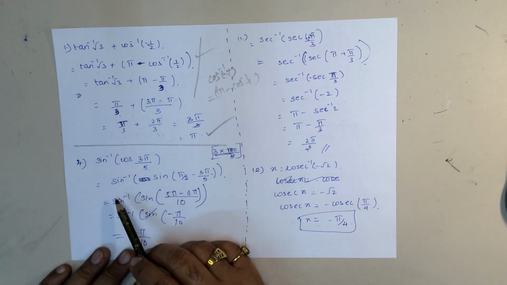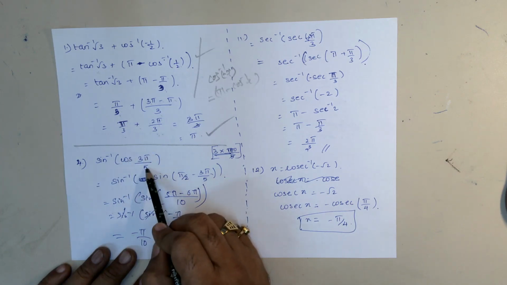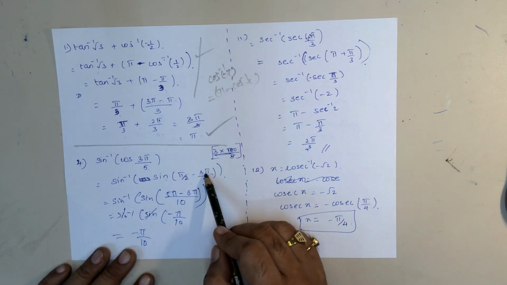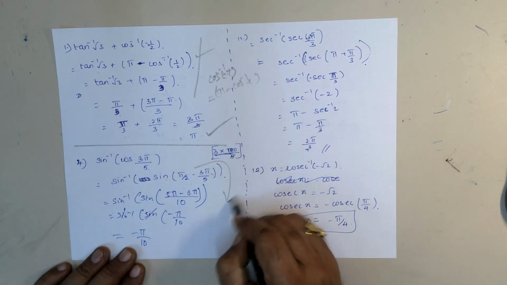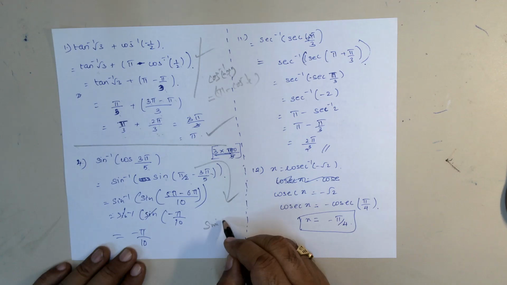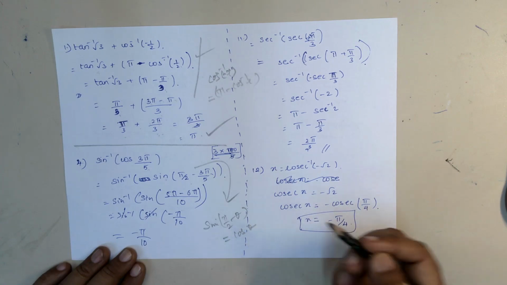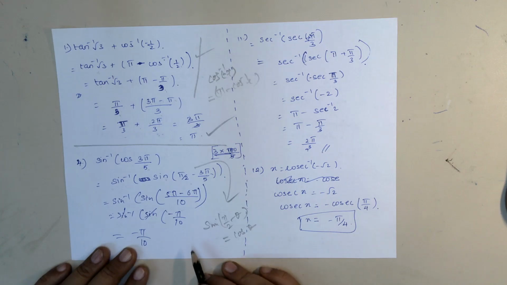You are converting this cos 3 pi by 5 in terms of pi by 2. That is a complementary angle. Sine of 90 minus theta is equal to cos theta. That is, sine of pi by 2 minus theta is equal to cos theta. Likewise, you have to introduce the formula, then proceed. Otherwise, you will get confused.